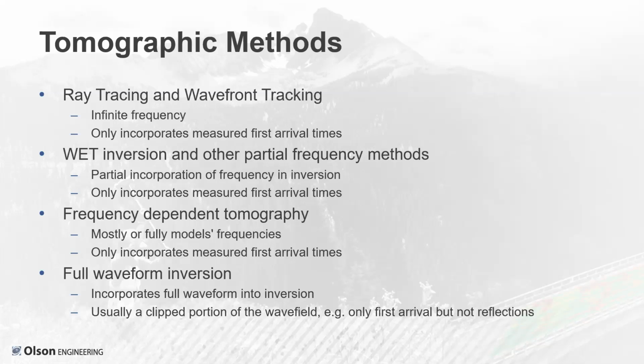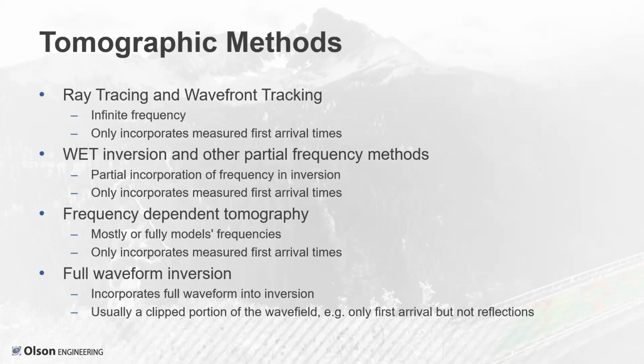Now, more recently, we've started developing tomographic methods that take the infinite frequency assumption, but also add in some frequency information. So they're using frequency information in some way, and they still only incorporate the first arrival times. But these use a little bit better assumptions, so they are assumed to be a little bit more robust and accurate. And then much more recently, we also have frequency-dependent tomography. This is where we're not using any infinite frequency assumptions, and we're fully modeling the frequencies of the waves. But again, we're still only incorporating first arrival time.